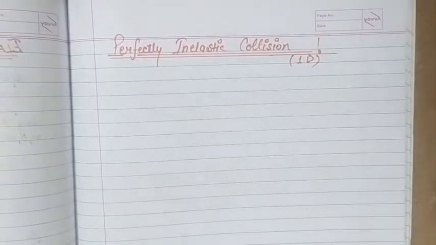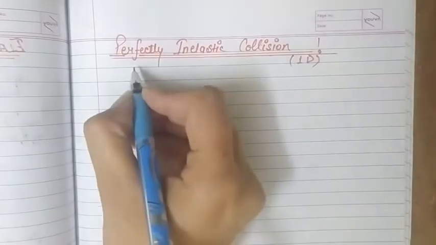Hello students, after elastic collision, the next thing that we have to study is perfectly inelastic collision, and here we are taking the case of one dimension. So we are going to study about perfectly inelastic collision in one dimension, and it is the case when two colliding bodies stick together and move as a single body with a common velocity after collision, because such type of collision is called perfectly inelastic collision.